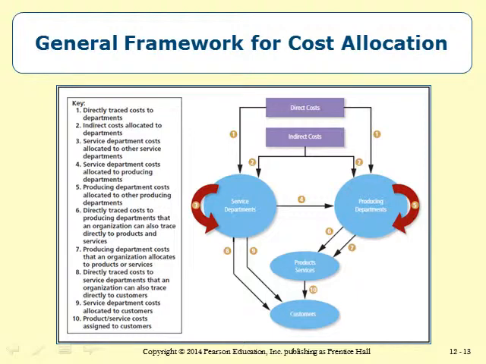Arrow 7 shows us producing department costs that an organization allocates to products or services. Arrow 8 shows us directly traced costs to service departments that an organization can also trace directly to customers. Arrow 9 shows us service department costs allocated to customers. And finally, arrow 10 shows us product and service costs assigned to customers.